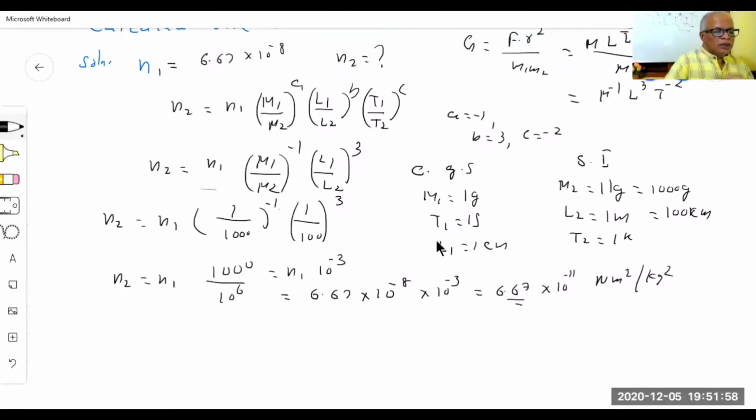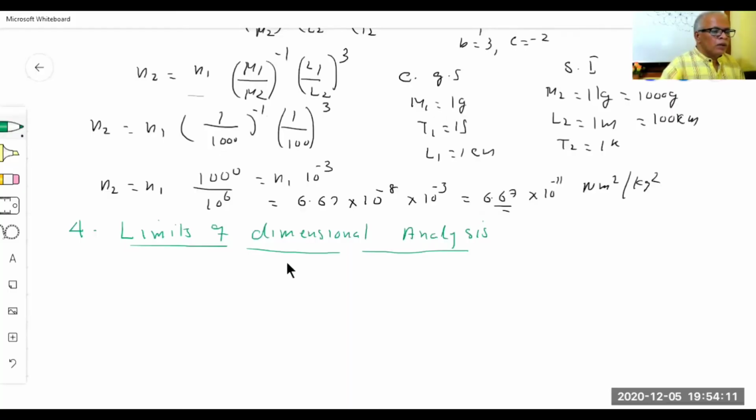Now, I'm not doing many problems from this side, just 2 examples. Now let us finalize and stop the dimension topic after completing a few more points. Limits of dimensional analysis. You can understand, there are a lot of limitations.